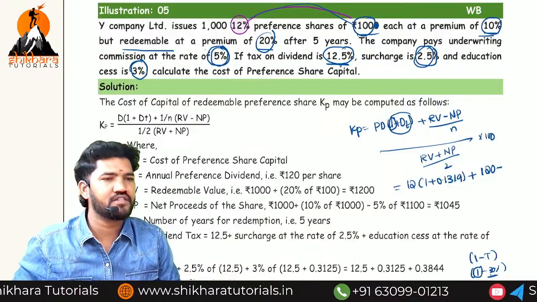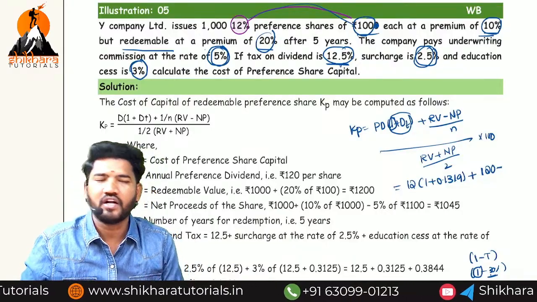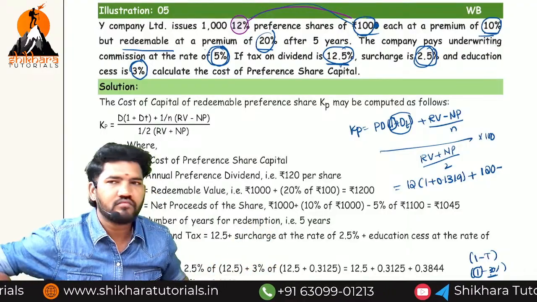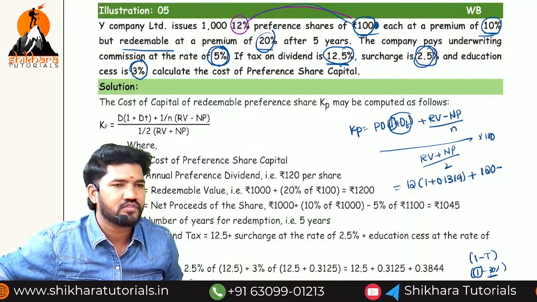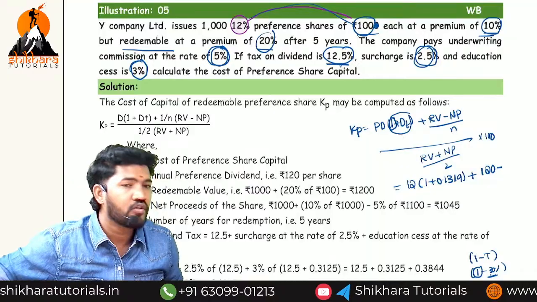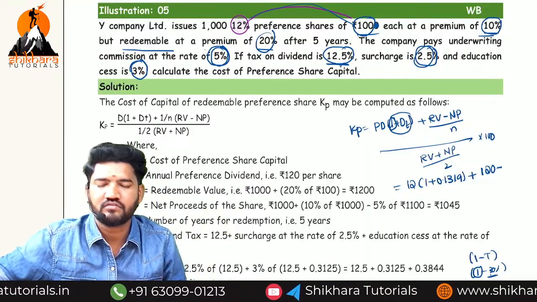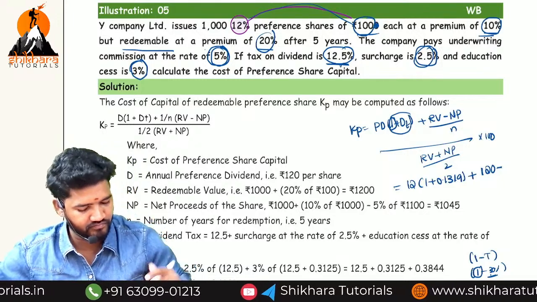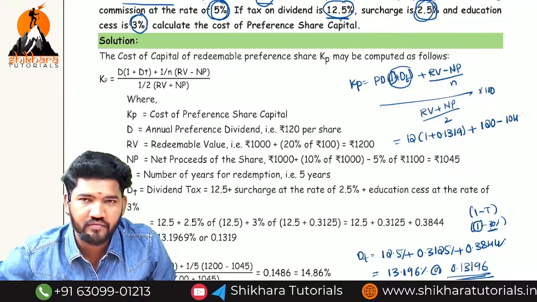What about the issue price? 110. Clear? Did you get the clarity now? Now 110 into 5%, 5.5. Now it's the flotation cost, so 110 minus 5.5 is 104.5.